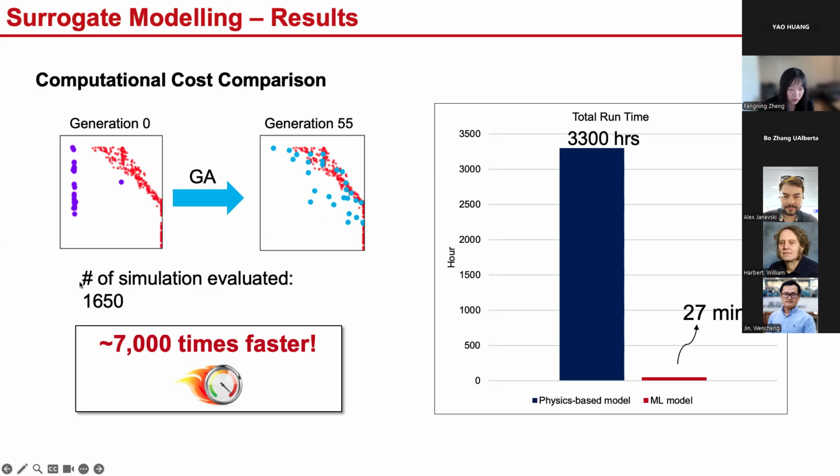And performing this number of simulations for a physics-based model takes about 3,300 hours. But for our deep learning-based workflow, it only takes less than 30 minutes to perform the entire optimization workflow. So it's about 7,000 times faster, and this indicates the effectiveness of the surrogate modeling based optimization workflow for tackling the CO2 storage problem.